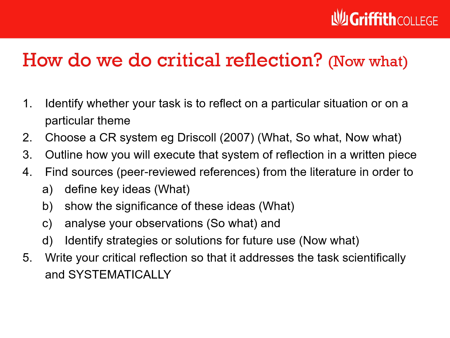The fourth step is to find sources, peer-reviewed references, usually journal articles, and they should be recent and in appropriate journals. So this is from what we call the literature, which is what is written on the topic in the scientific community. And you need to choose these materials for 4 reasons. To define any key ideas that need defining, to show the significance of the ideas that you raise. In order to analyse your observations, you can't just make stuff up. You actually have to get analytical processes from somewhere. And to identify strategies or solutions for future.